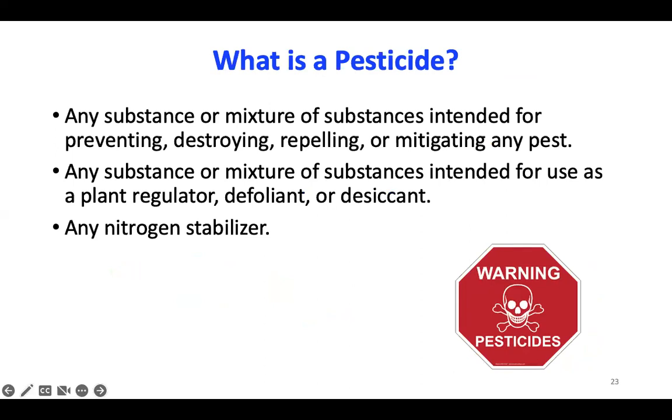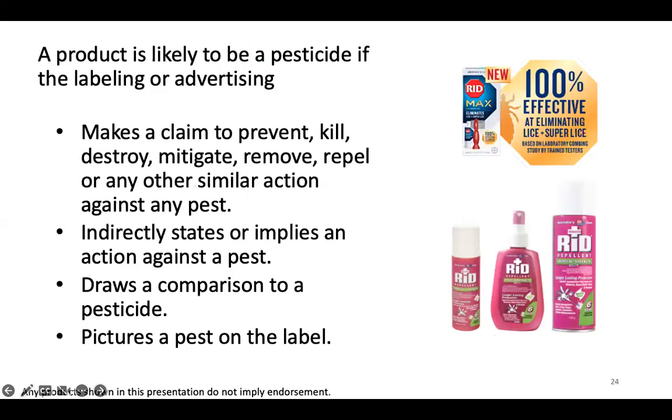So based on the EPA and other agencies, a pesticide is any substance or mixture of substances intended for preventing, destroying, repelling, or mitigating any pest. It is also any substance or mixture of substances intended for use as a plant regulator, defoliant, or desiccant, and also any nitrogen stabilizers. So those are the definitions of a pesticide.